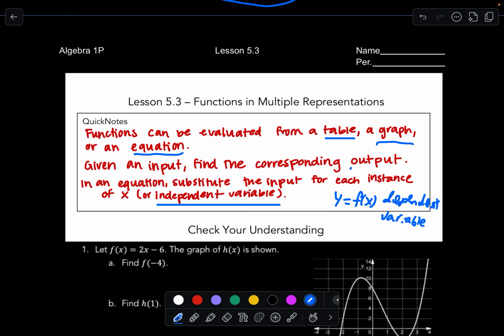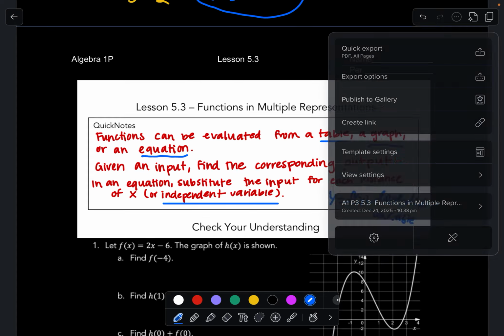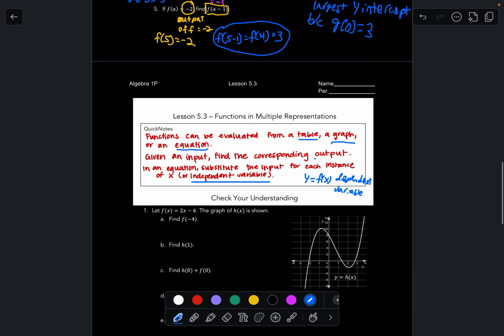Lesson 5.3, functions and multiple representations. Quick notes. Functions can be evaluated from a table, a graph, or an equation. Given an input, find the corresponding output. In an equation, all that means is substitute the x value in and evaluate. If you're looking at a graph, it just means looking at the value of the output at the x value on the graph. And there you go. I hope that was very boring.